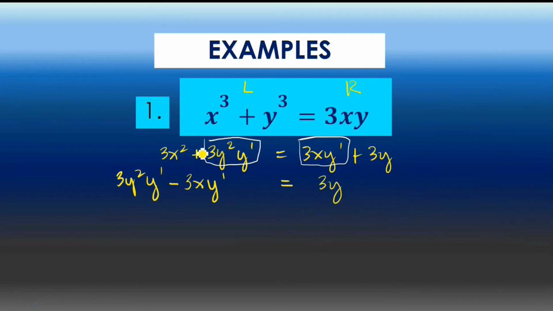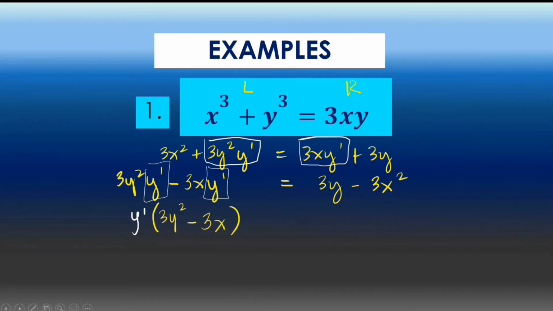So on the left, we have 3x squared. So we're just gonna transpose it, so that is negative 3x squared. Okay. The next thing that you need to do is you need to factor the y prime so that you can come up with only one y prime. So by factoring, we have y prime, quantity, we do have 3y squared minus, on the second term, we do have 3x, equals 3y minus 3x squared.